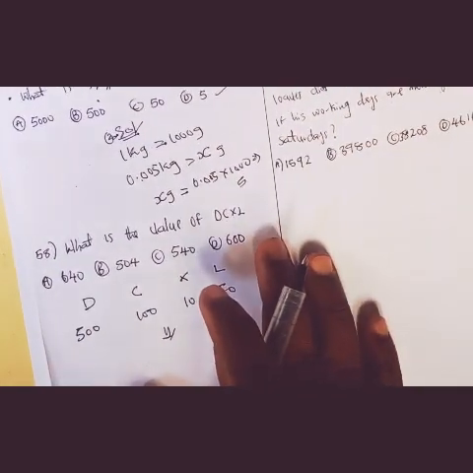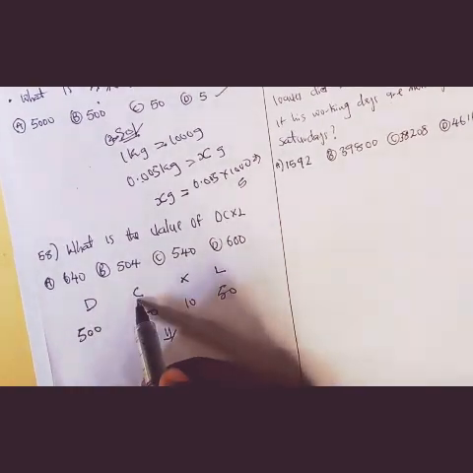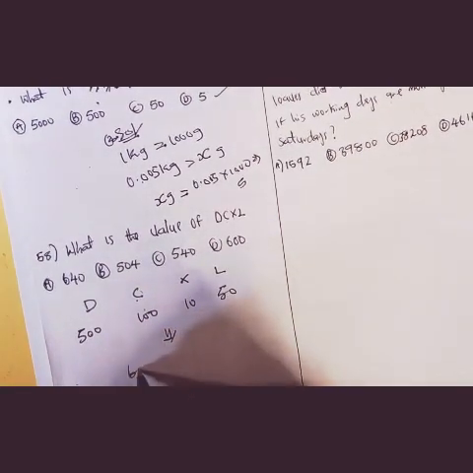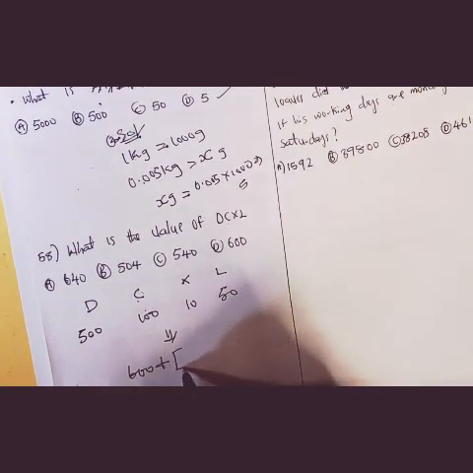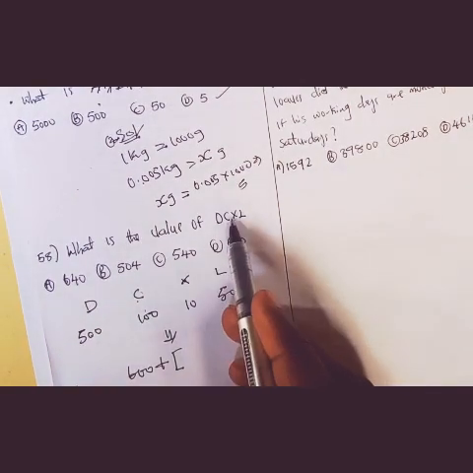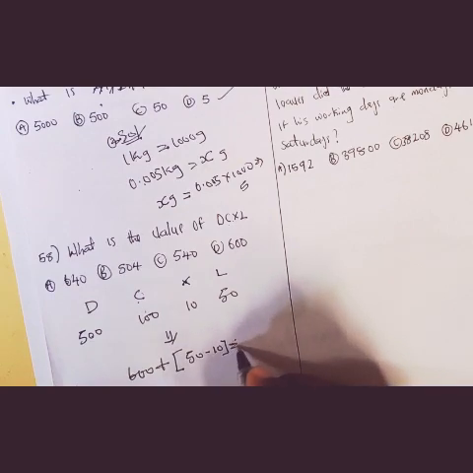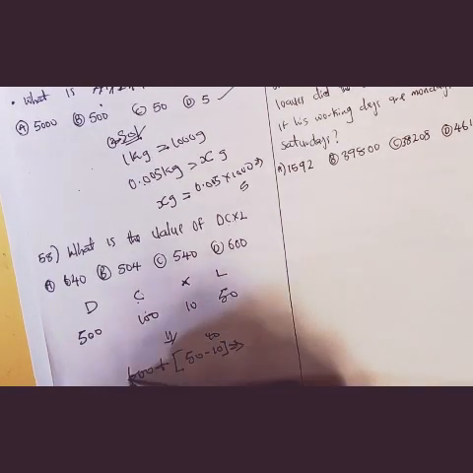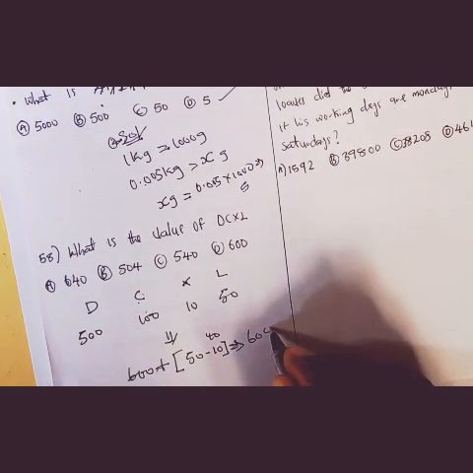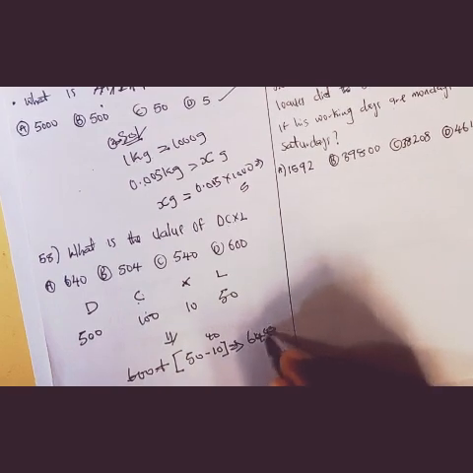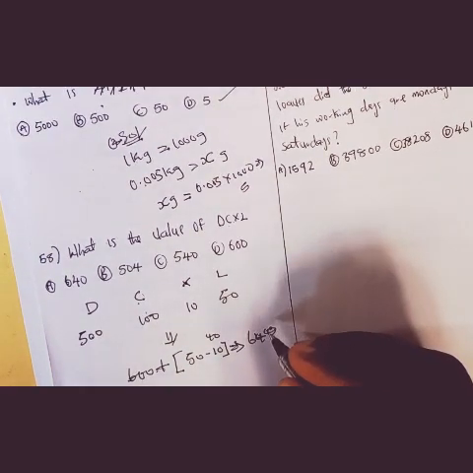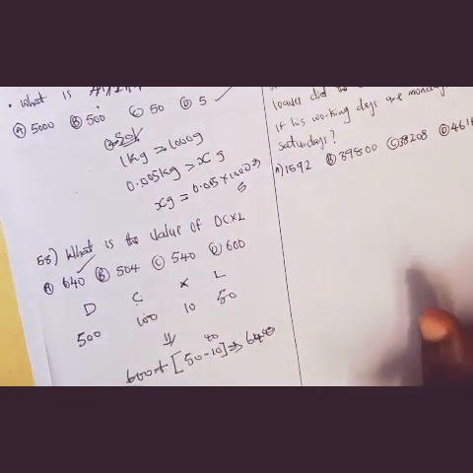now since the D is 500 and comes before the smaller one, which is C, we're going to add this to get 600. Plus, the X is smaller and it comes before L, so it's going to be 50 minus 10, which is 40, isn't it? So 40 here plus 600, which is 640. That's option A, 640.